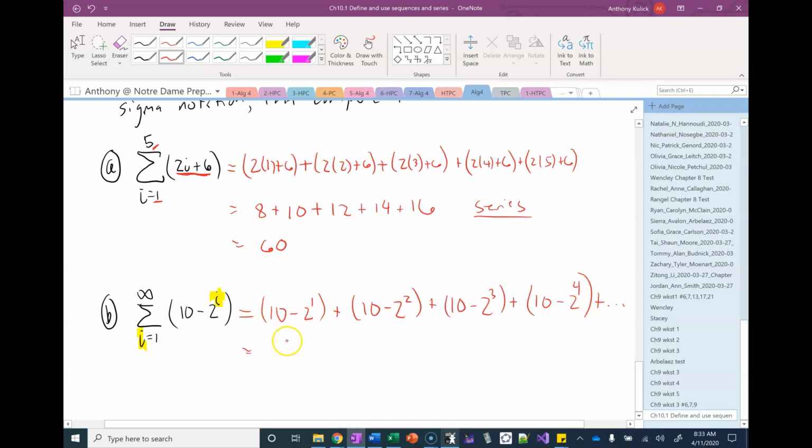So now I'll compute each of these. So 10 minus 2 is 8. 10 minus 4 is 6. 10 minus 8 is 2. 10 minus 16 is negative 6. And then we're going to keep going from here. But after this point, what do you notice is going to happen? 2 to the 5th, 6th, 7th, 8th, 9th. When I do 10 minus those numbers, we're going to be getting a negative value each time, right?